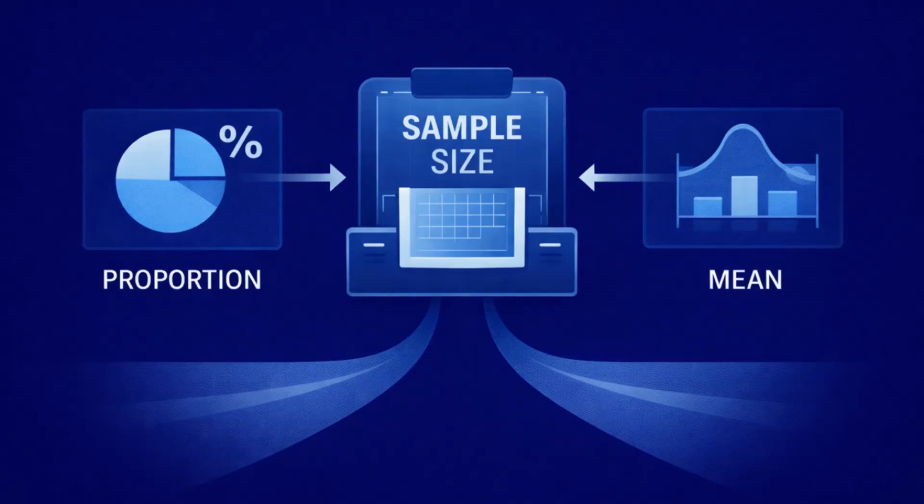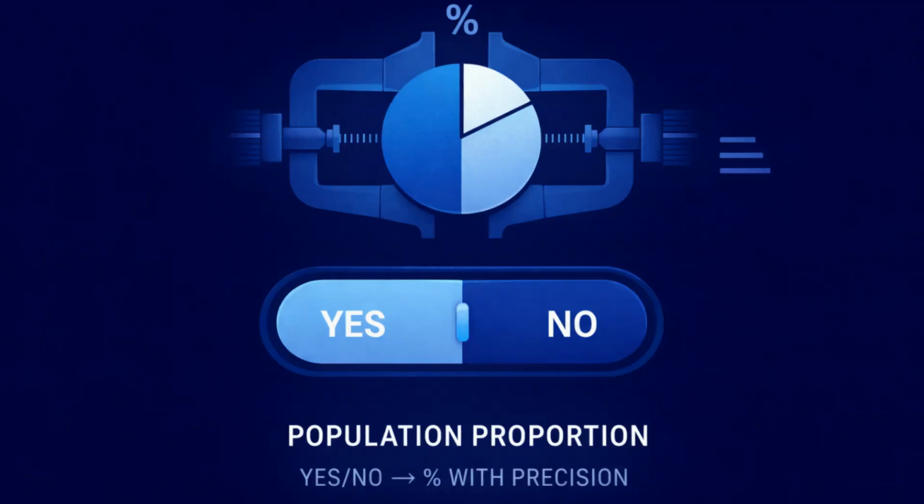Just like confidence intervals, sample size calculations depend on whether we are working with a proportion or a mean. The structure of the thinking is similar in both cases, even though the inputs differ. Let's start with sample size determination for a population proportion. Proportion questions come from yes or no situations. The goal is to estimate a population percent with a desired level of precision.